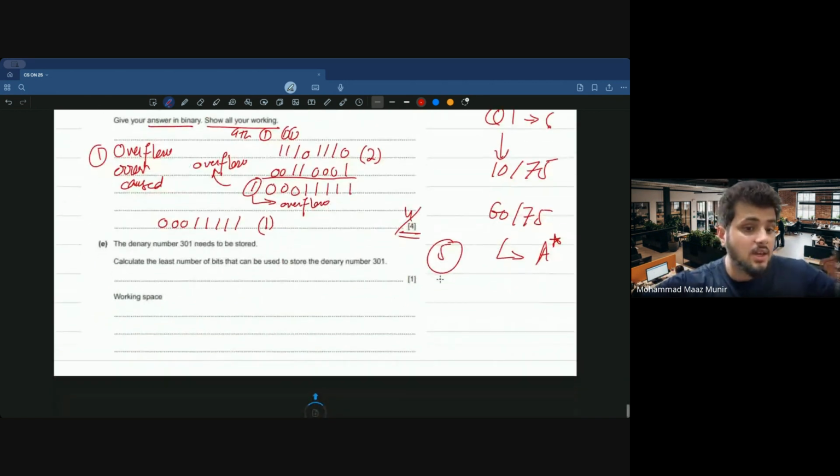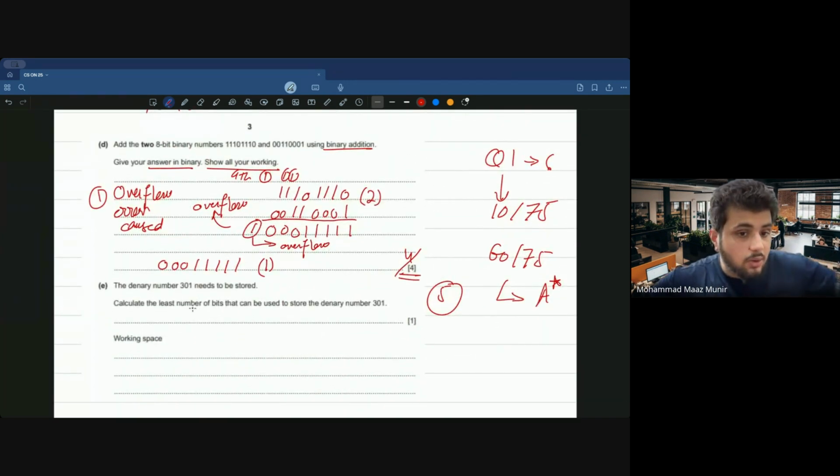And then the denary number 301 needs to be stored. Calculate the least number of bits that can be used to store the denary number. Least number of bits. No, you just write it as an 8-bit number, because this goes to the overflow area. We won't be mentioning this.